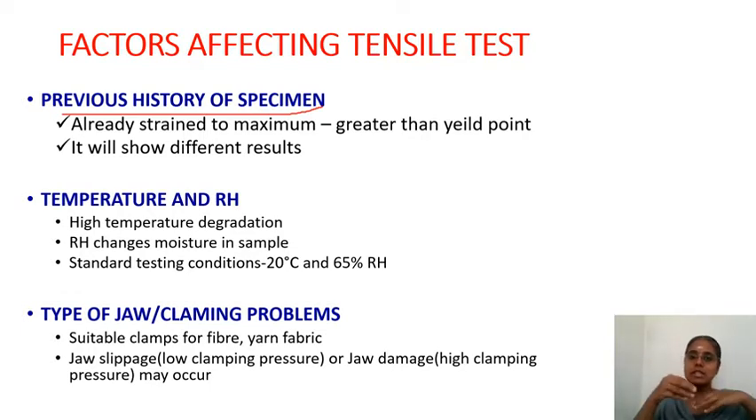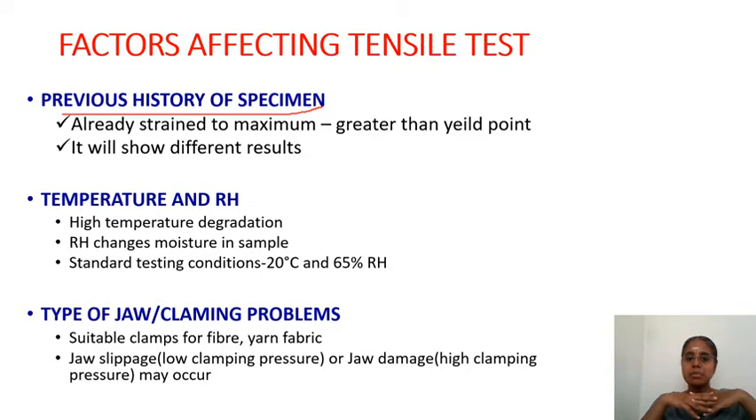So if you test the same material again for a tensile test, then you may not get the actual breaking point again. You have not broken the specimen, because if you have broken the specimen, then you can't test it again. If you have not broken it, but you have already strained it to some extent, that is usually above the yield point, then it will definitely show a different result if you test it again.